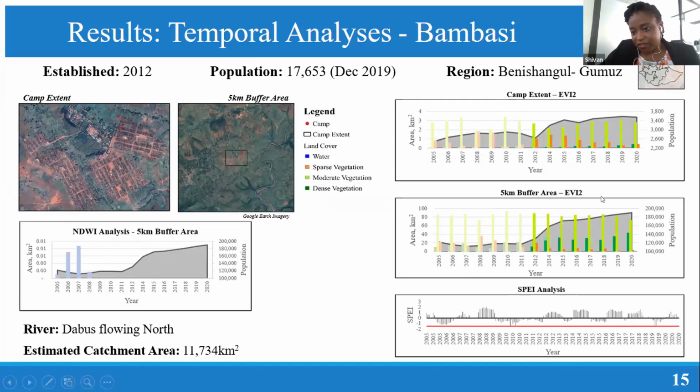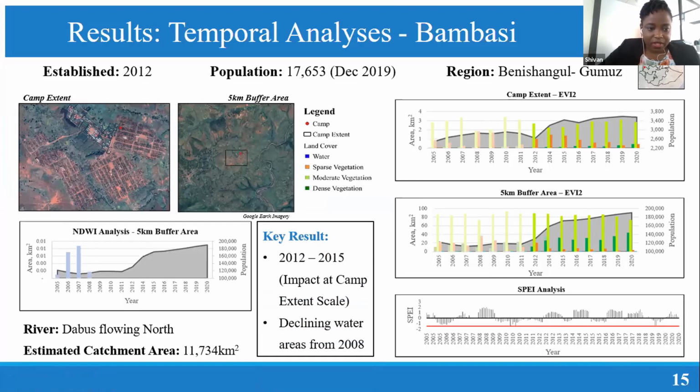But we see at the 5-kilometer buffer scale, this effect is not visible. And instead, we see dense vegetation increasing as we move to 2019 and 2020. And what can we conclude from this? We see that from 2012 to 2015, there's an impact at camp extent scale based on the land cover analysis.